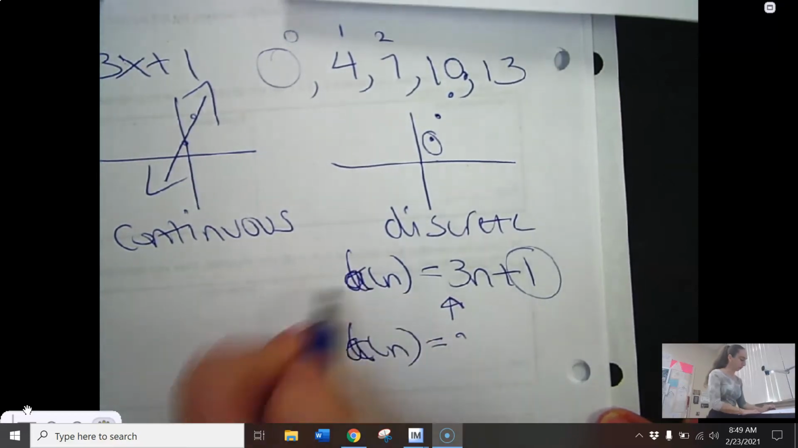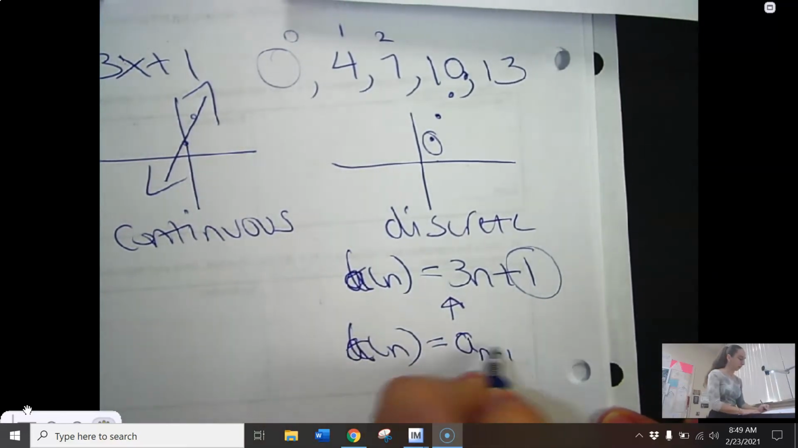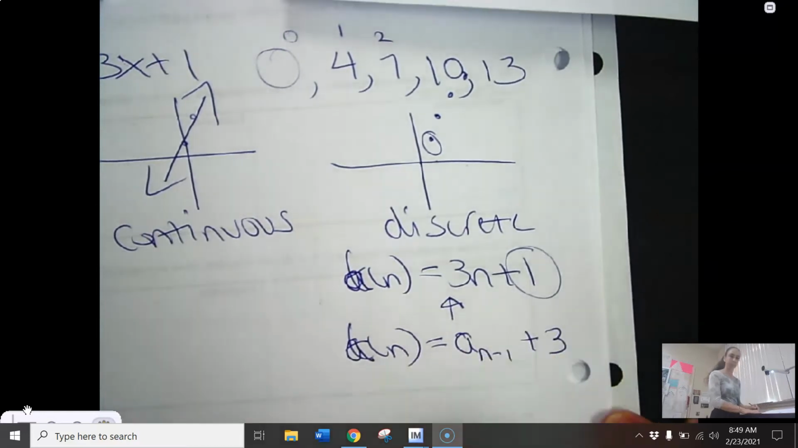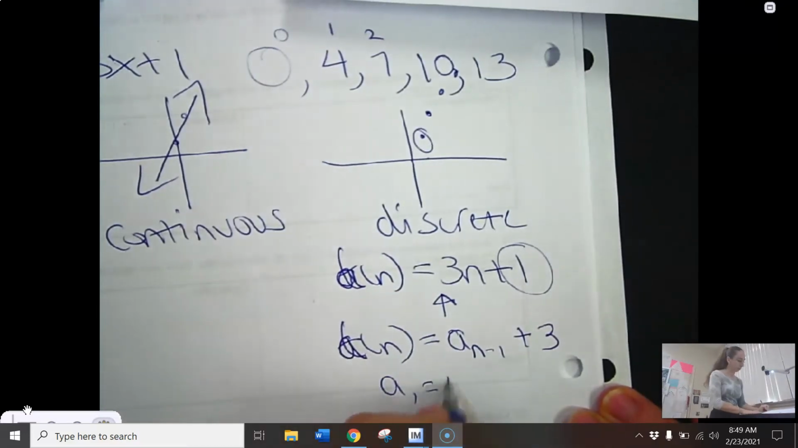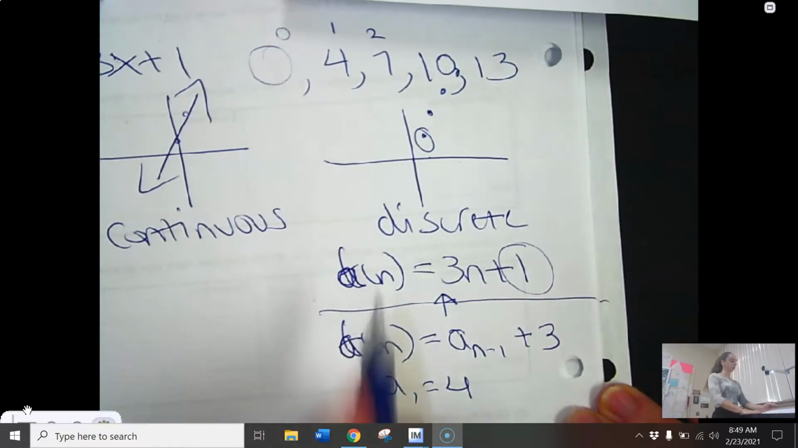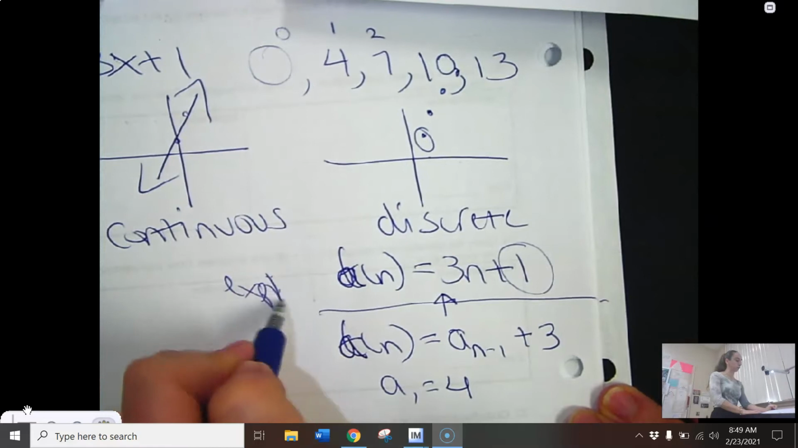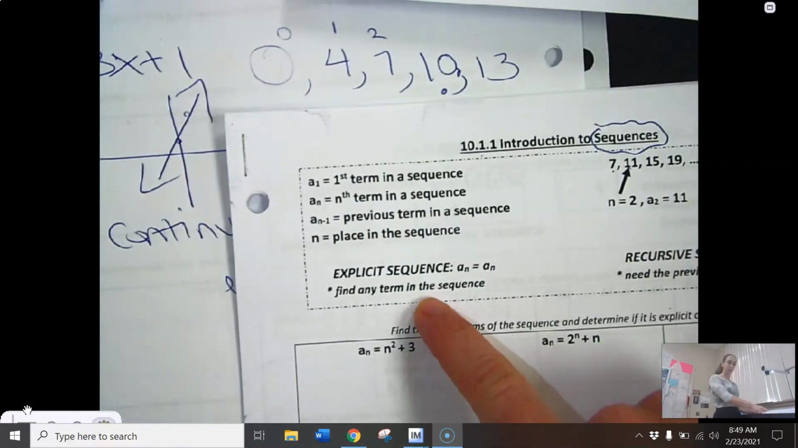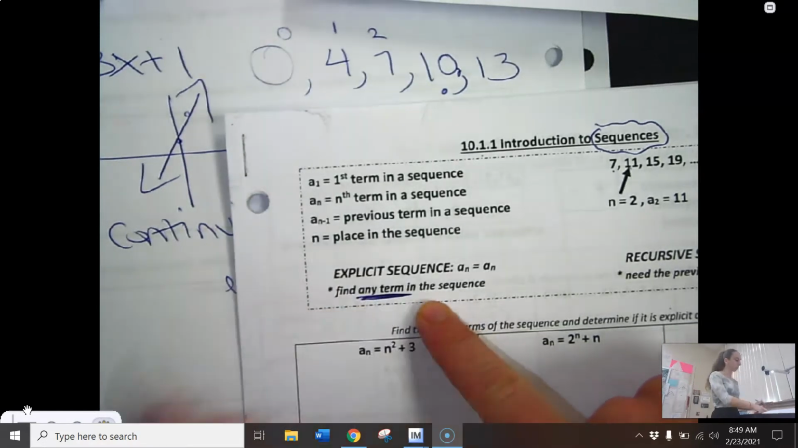Make that an A, actually. A sub n equals A sub n minus 1 plus 3, and A sub 1 equals 4. So you're also going to learn about two different types of functions. You're going to learn about an explicit function, which I have right here, an explicit sequence. You can find any term in the sequence.